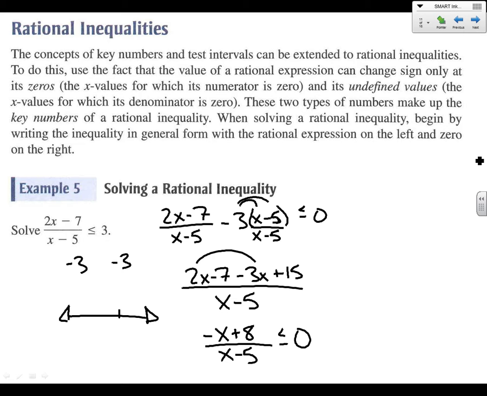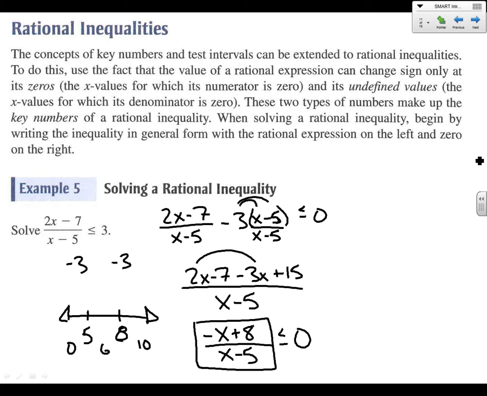So we've got 5 and actually positive 8. So let me move these over. So we need to test something to the left of 5, something in between 5 and 8, and something bigger than 8. Let's go with 0, 6, and 10. And we'll test these off of the factored form down here at the bottom.